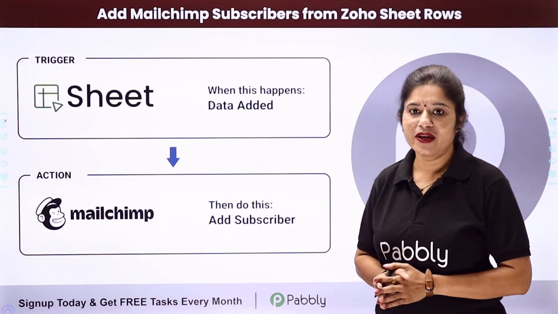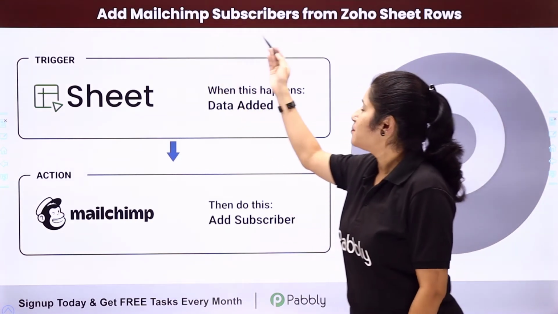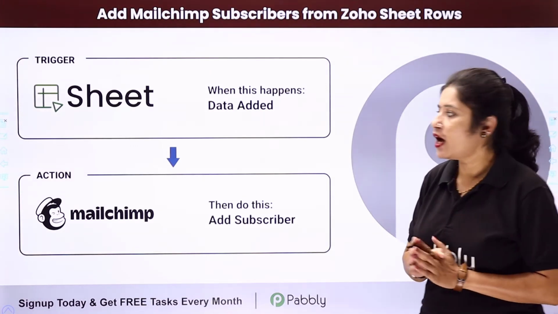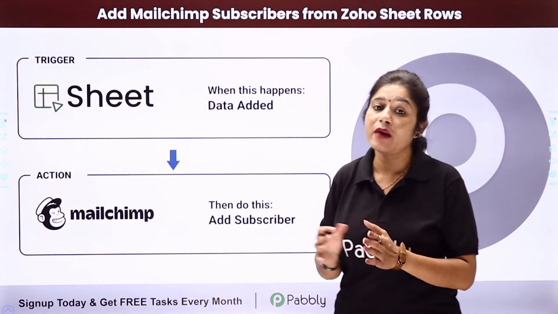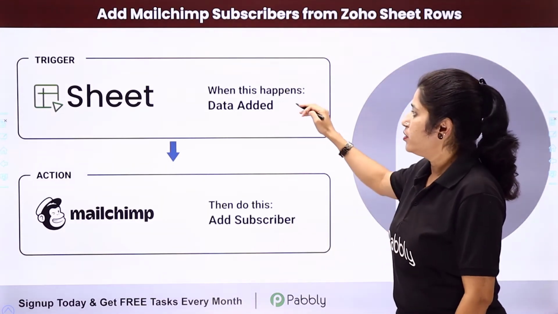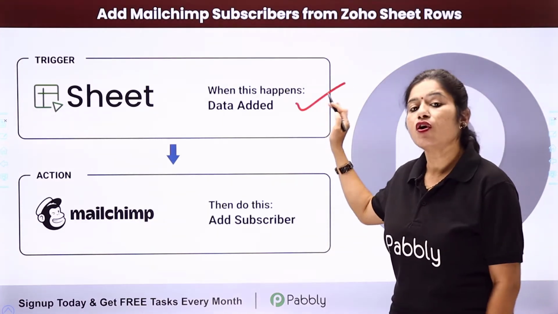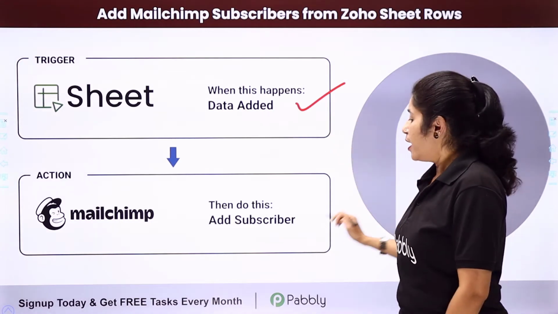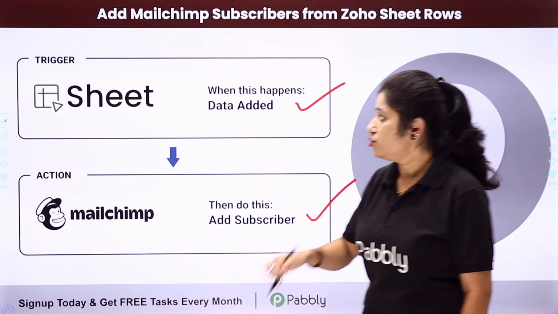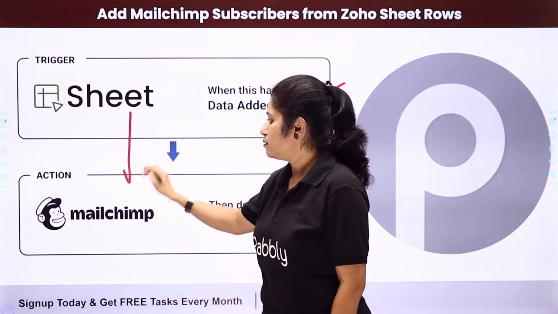In this video, we are going to learn how you can add Mailchimp subscribers from Zoho Sheet rows. So the idea here is that you have created a Zoho Sheet where you are maintaining the contact details. Now you want that whenever you add new data to your Zoho Sheet, automatically using those details, a new subscriber should get added to your Mailchimp account.